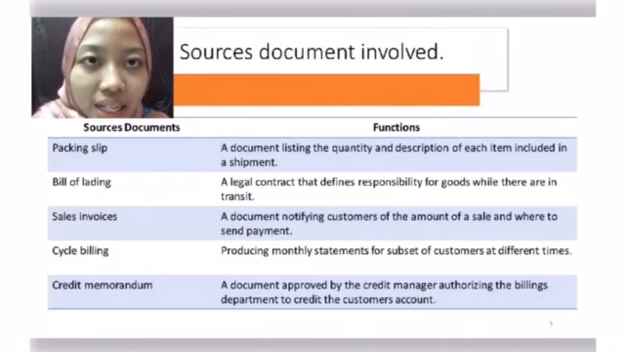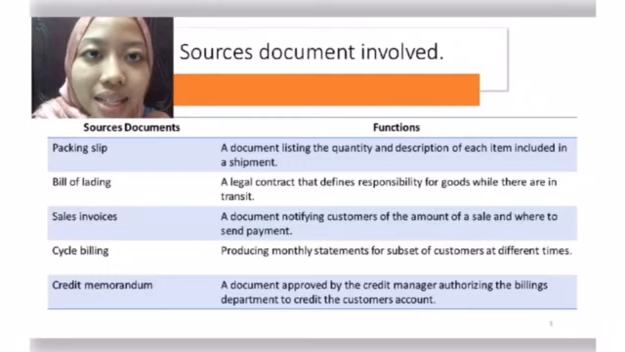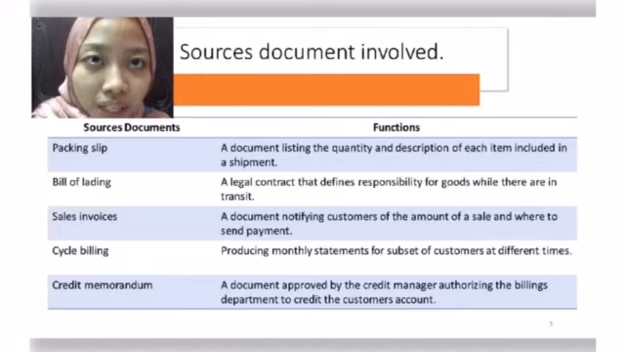Thirdly is the sales invoice. The function of the sales invoice is a document notifying the customer of the amount of a sale and where to send payment. Fourth is cycle billing. The function of cycle billing is producing monthly statements for sets of customers at different times. Lastly is the credit memorandum. The function of the credit memorandum is a document approved by the credit manager authorizing the billing department to credit the customer account.